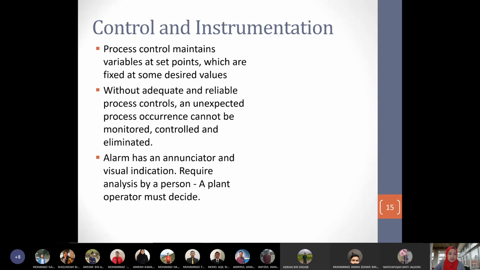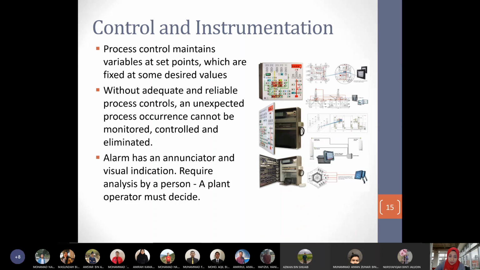An alarm has an annunciator and visual indication. So the alarm makes a loud sound, and it also has a red light, for example. That acts as a visual indication, so you can see from far if you can't hear anything, because it can be loud in the plant. And once the alarm has been set off, it then requires somebody to work upon it. You can't just hear the alarm, see the lights, and sit there and do nothing. So you have to act. And this is when the plant operator must decide what to do next.